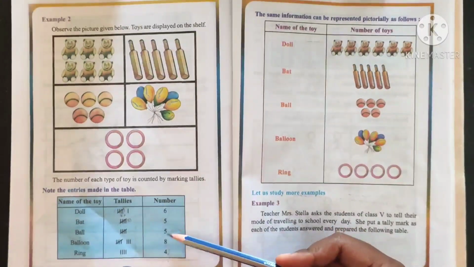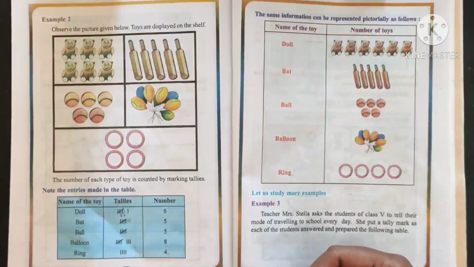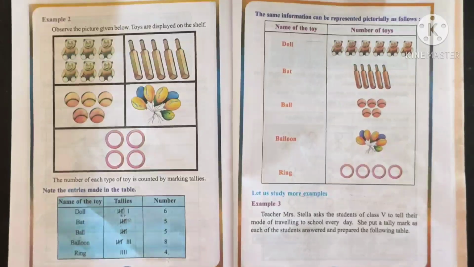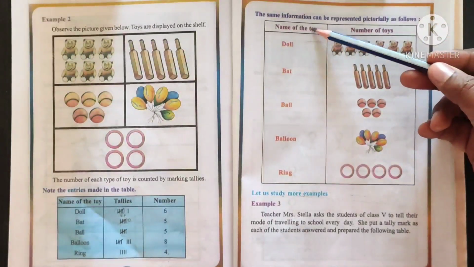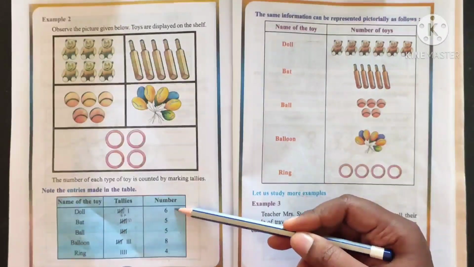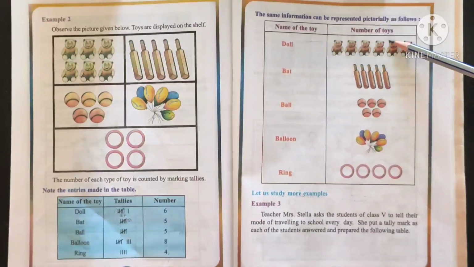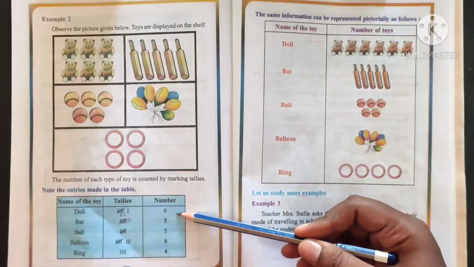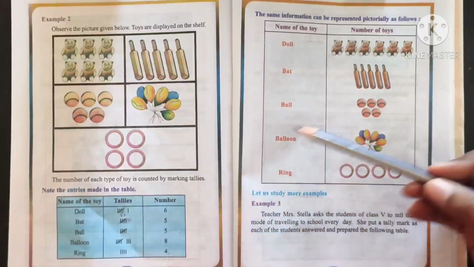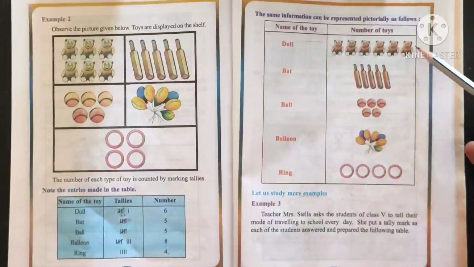Now the same information can be presented pictorially as follows. You can see the name of the toy, it is doll. There are 6 dolls, and see here the name of the toy and number of toys. In the previous table you have seen that there are 6 dolls. Draw 6 dolls in front.